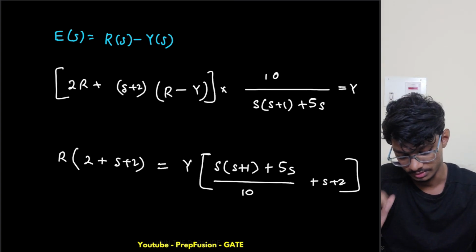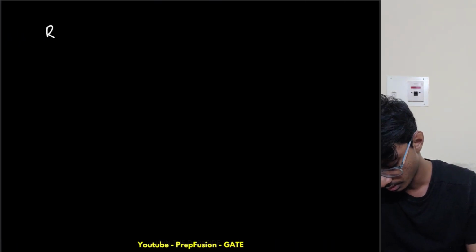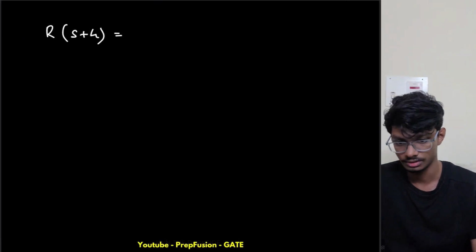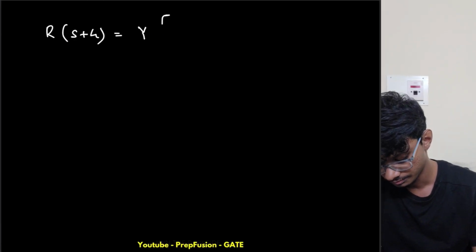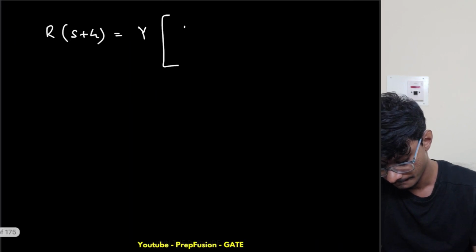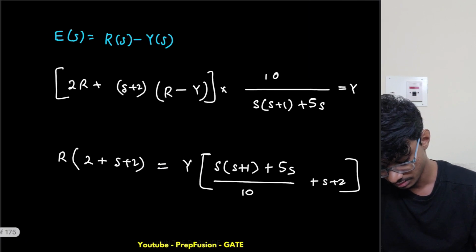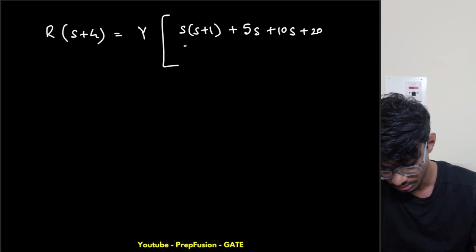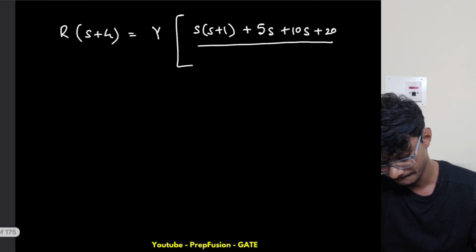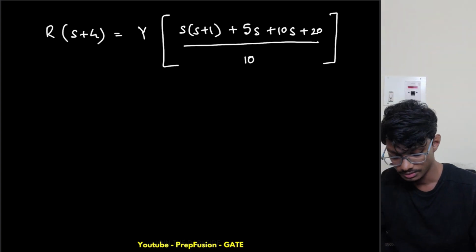So now let me solve this. So r into s plus 4 basically, okay? R into s plus 4, and what does this become? This becomes, right, y into s into s plus 1 plus 5s plus 10s plus 20 divided by 10, okay? So what is y upon r?